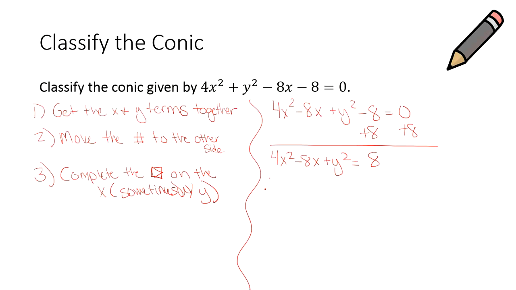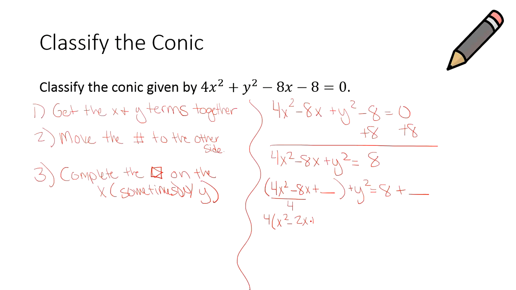So I'm going to make a little parentheses around the 4x squared minus 8x plus blank. And I've got plus y squared here, and I'm going to have 8 plus blank. Now, notice I have this 4 right here. I could take a 4 out. So I'm going to divide both terms by 4, and that's going to sit outside the parentheses.